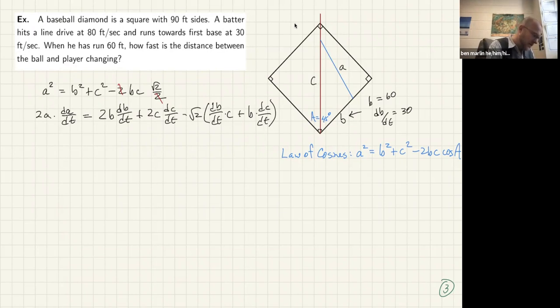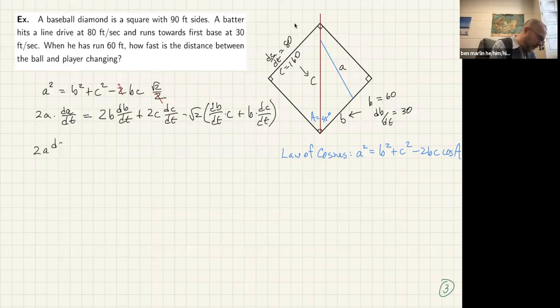Then for the C here, we can figure that out as well. If he dropped the bat and was running immediately, that means that he had to run 2 seconds at that speed. So the ball has been flying out there for 2 seconds at 80 feet per second. So the C is 160. And then we said that dC dt, the speed the ball was moving, was 80 feet per second. So let's fill in everything that we know there and just see.